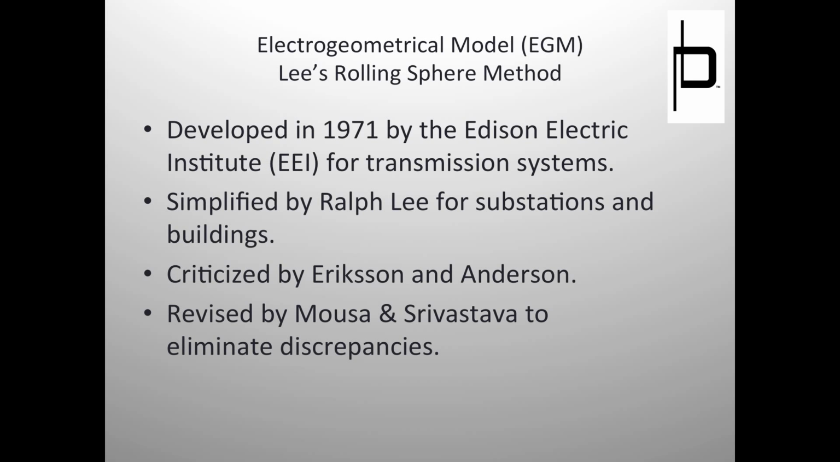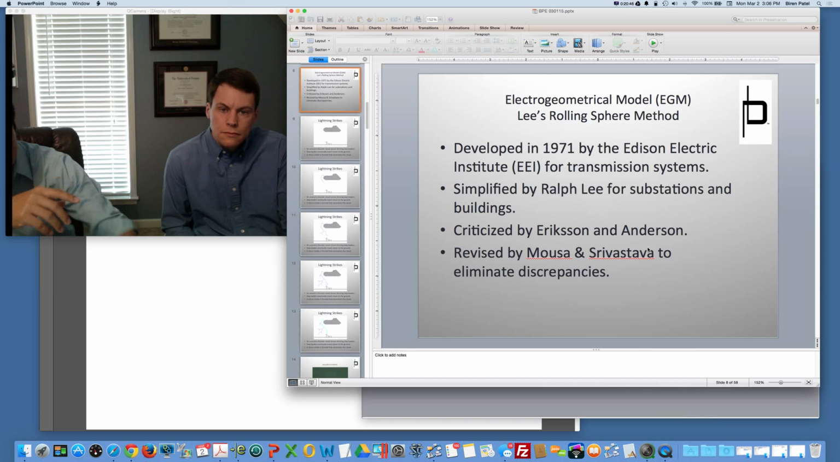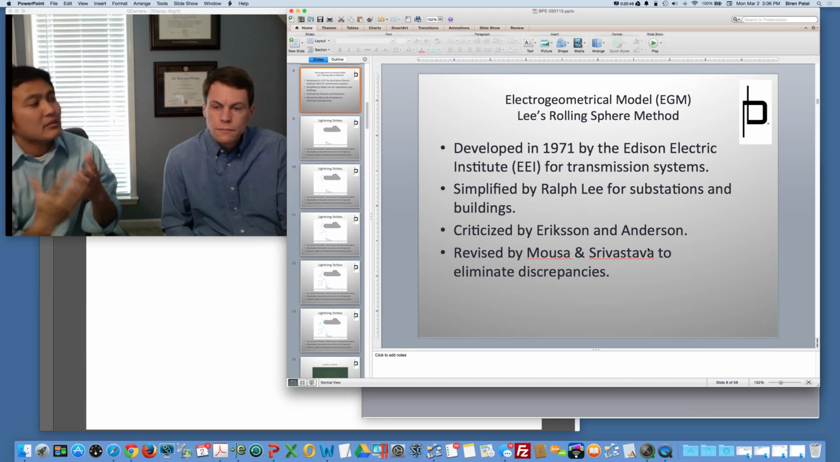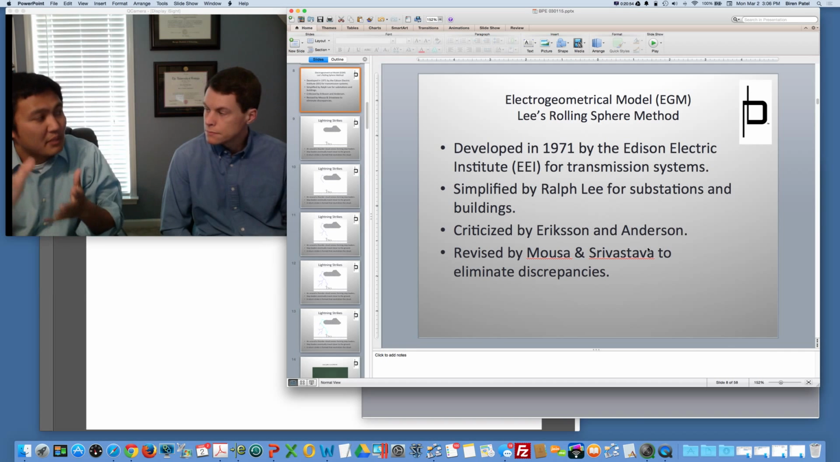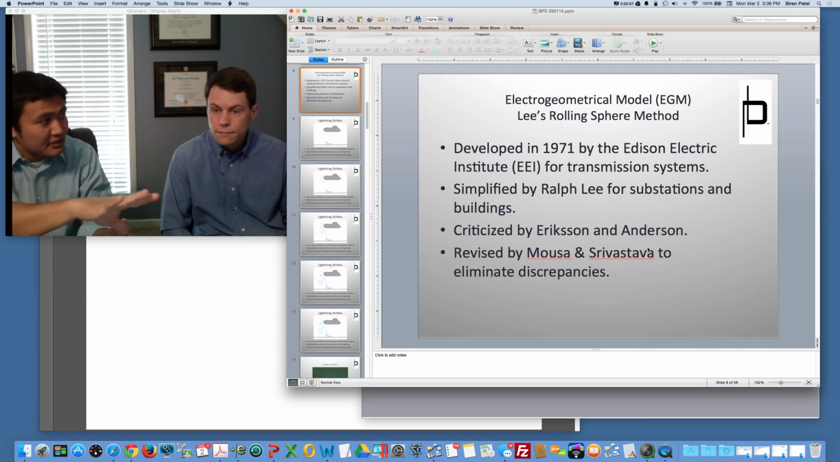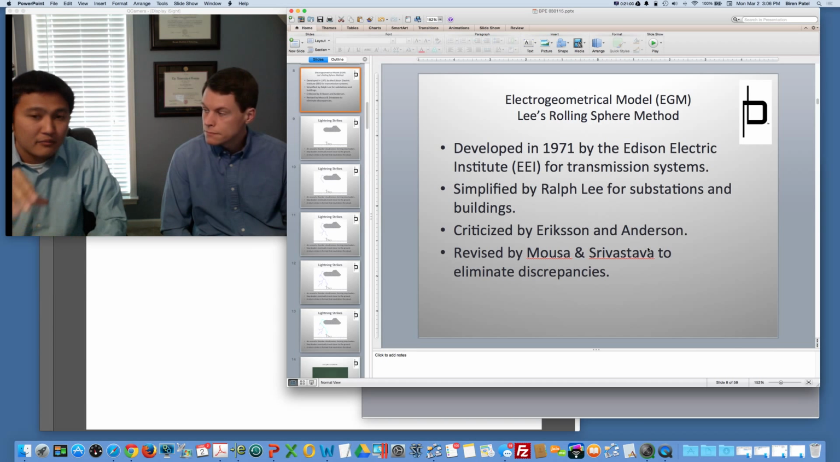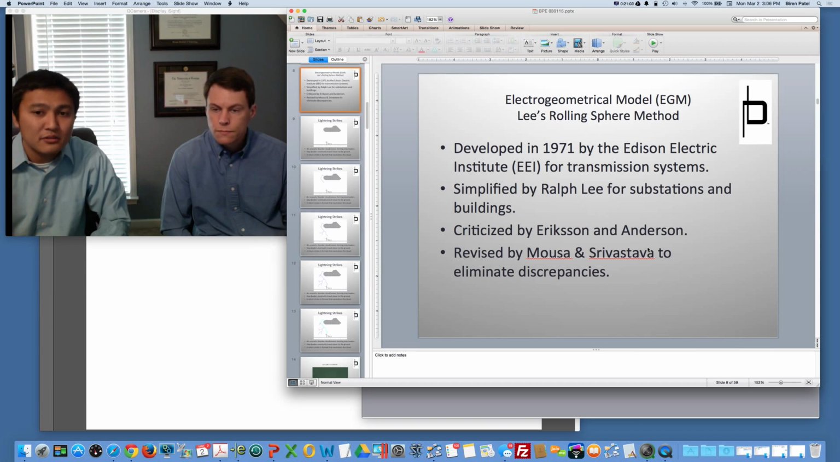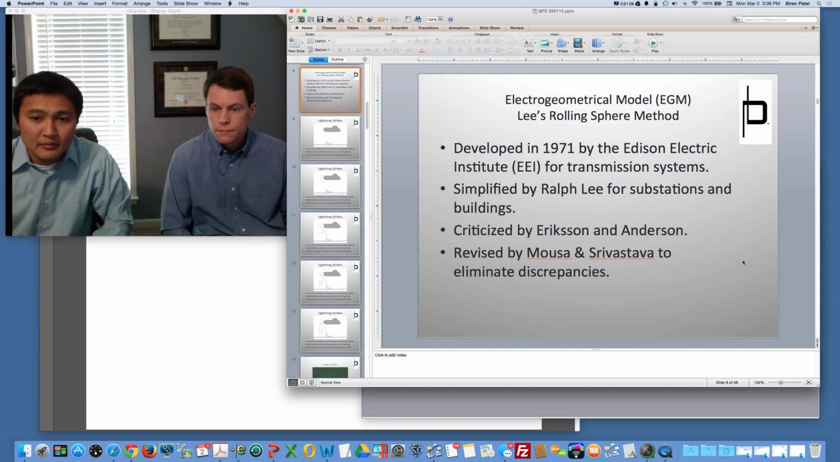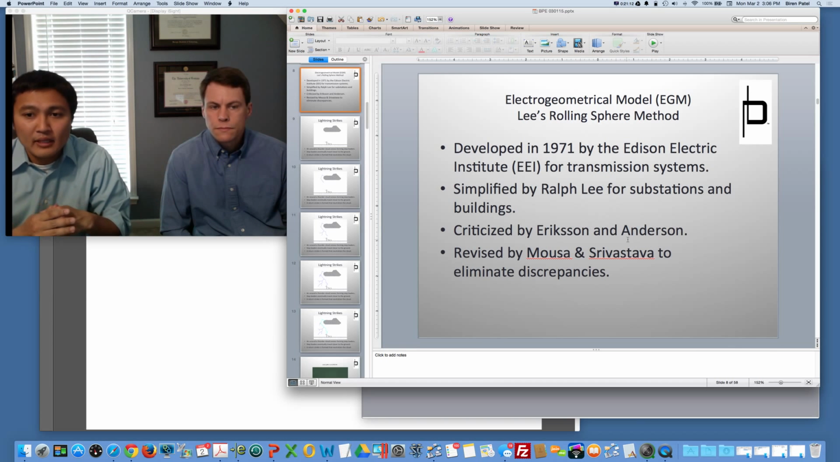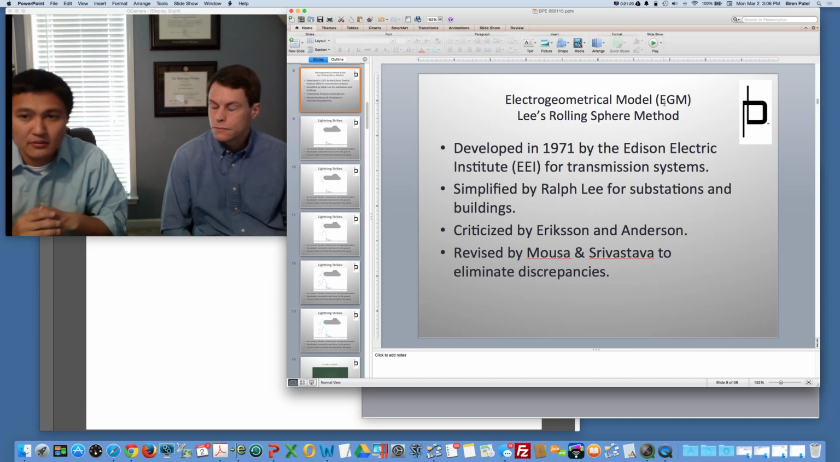All right, so those are the other two methods covered in 998. But now I want to talk a little bit about what we came here to talk about, which is the rolling sphere method. This is the most popular method. Other utilities use fixed angle and the empirical method, but by far most utilities have switched over to the rolling sphere method. Here's just some brief history on it, which we won't get too deep into. You may also hear it called the EGM method, the Electrogeometrical method.